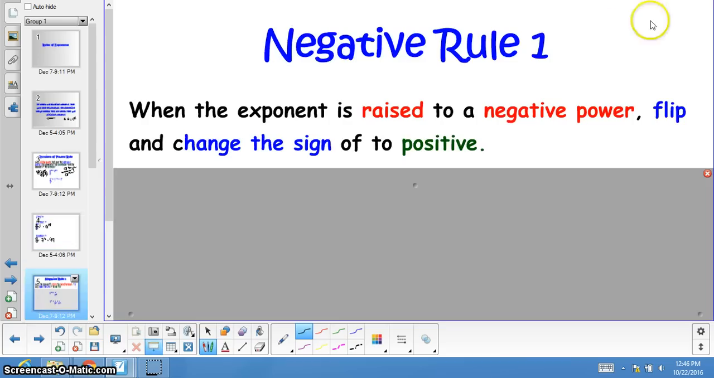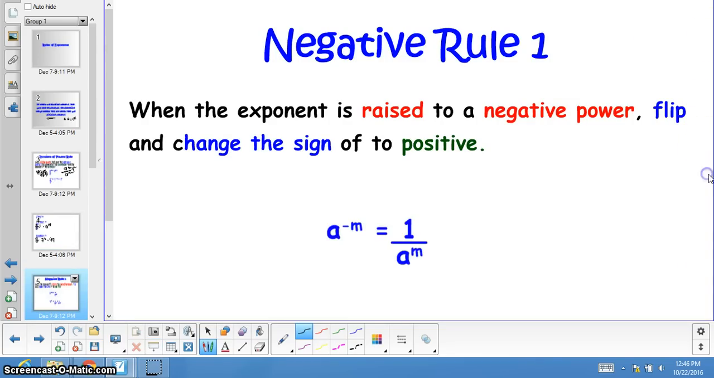Let's continue. Negative rule number 1. When the exponent is raised to a negative power, flip it and change the sign to positive. So right now we have a to the negative n power. What number is in front of that a? Right, a 1. Anything by itself is a 1. So we don't want it to be negative. Usually with exponents, the directions would say to have positive exponents because in math, we prefer positive numbers.